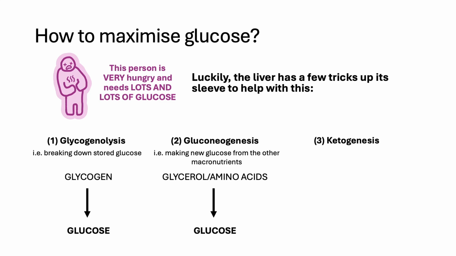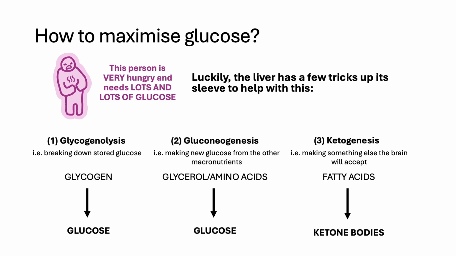Finally, we have ketogenesis. This is the technique of making something else that the brain will accept. Now, I lied about the brain only accepting glucose. There is one other fuel source that the brain will accept, and it is a thing called ketone bodies, ketones. The way we make ketones is by taking fatty acids, and then our liver, under the process of ketogenesis, will turn it into ketone bodies. And this can go up into your brain, where your brain cells can use it.